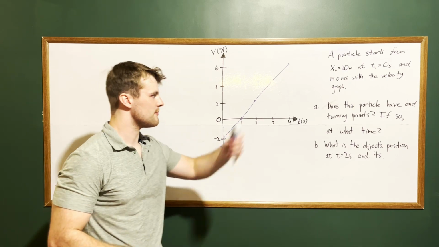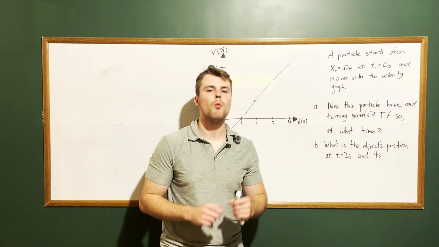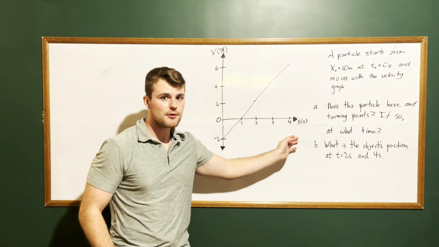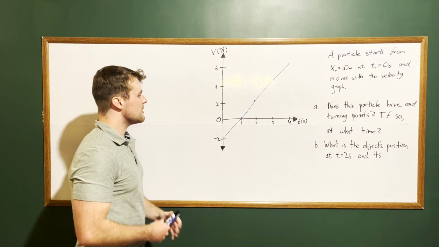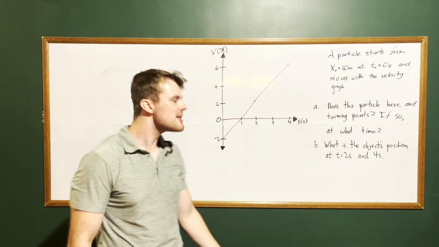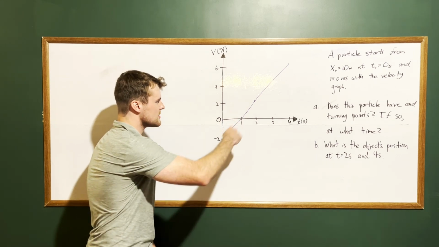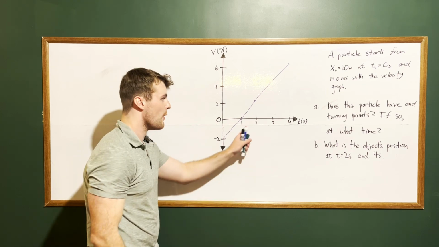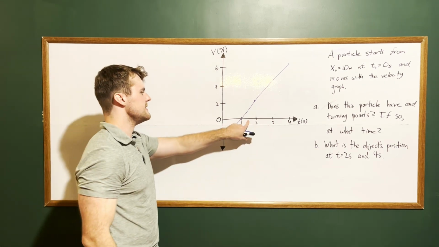So obviously we're going to tackle part A first. Does this particle have any turning points? Now, what is a turning point? In terms of a velocity versus time graph, a turning point is any moment where the velocity goes from negative to positive or positive to negative. So just based off of that, we can see that velocity is negative here, it turns positive here, so therefore our turning point is going to be where it crosses this x-axis or time axis at t equals 1.